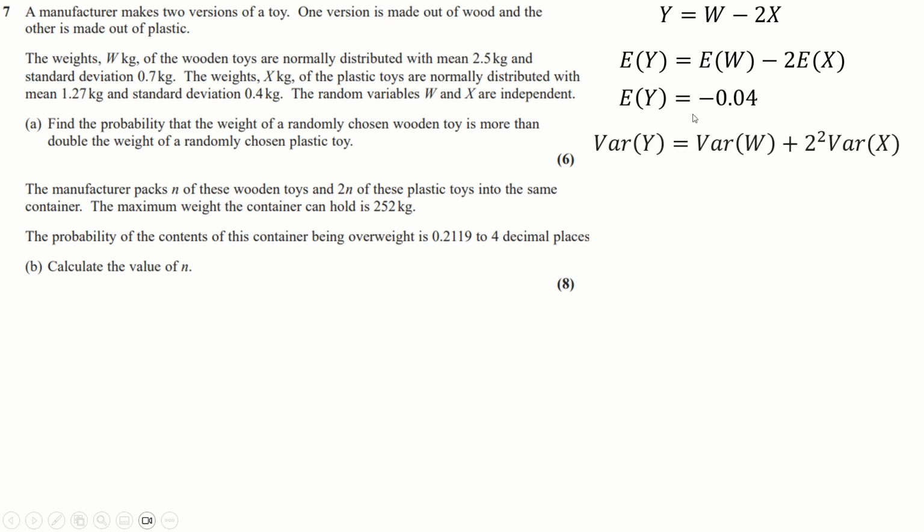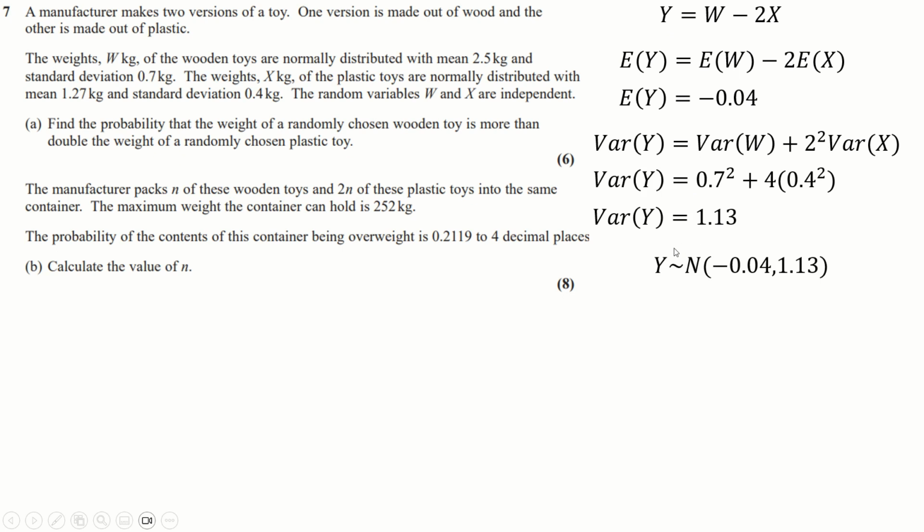Now the variance, slightly different. Remember, you always add variances, and you also square any scale factor like this. So the variance of this is 0.7. Sorry, no, it's not. It's 0.7 squared, right? Because they've given us the standard deviation. So this is 0.7 squared plus 4 times 0.4 squared, which is equal to this. So we have that y is normally distributed with a mean of this and a variance of that. Like I said before, we're just looking for the probability that y is greater than 0, because we want this to be bigger than that. Which is, of course, equal to 1 minus the probability of y being less than 0. You could do some standardization here, or you could just put it straight in a calculator with a mean of this and standard deviation being root this, of course. And you'll get this number here if you do that.